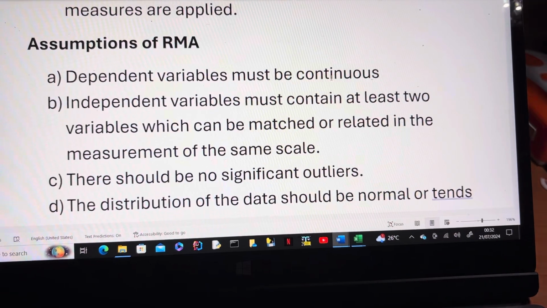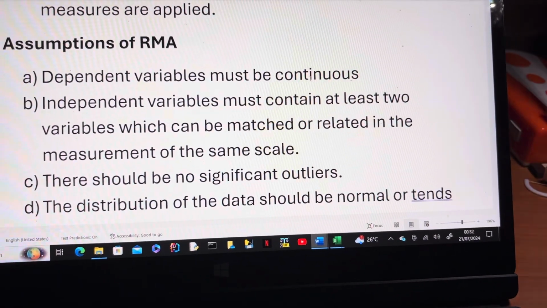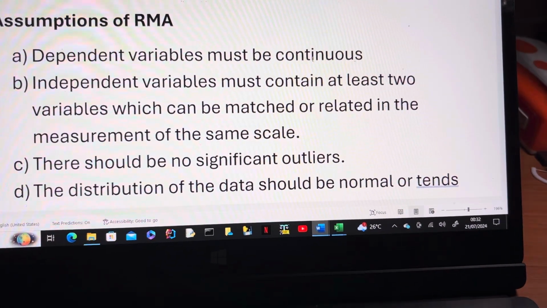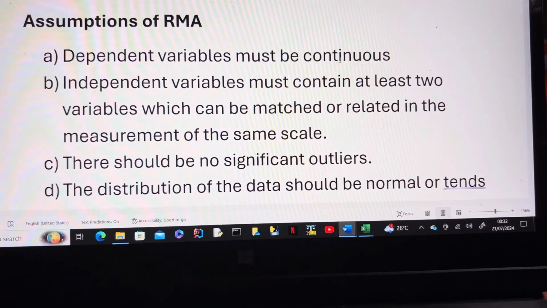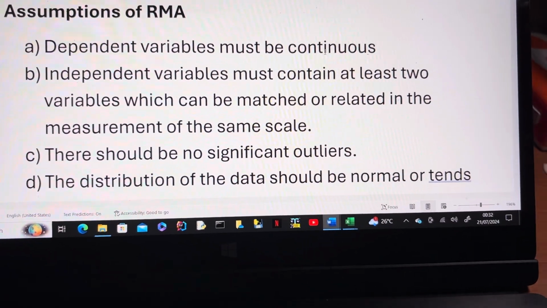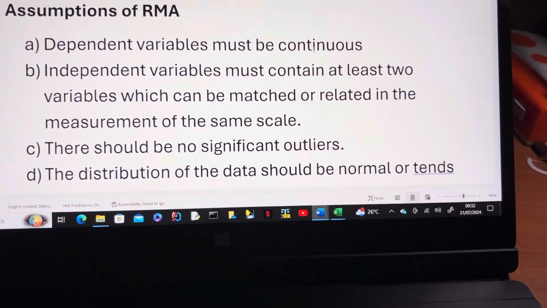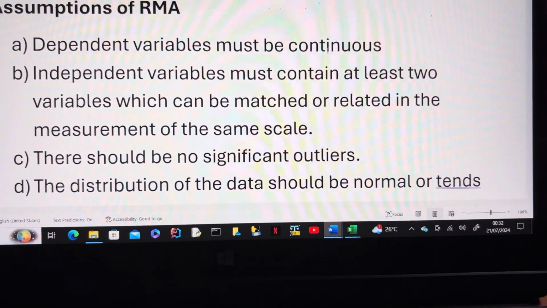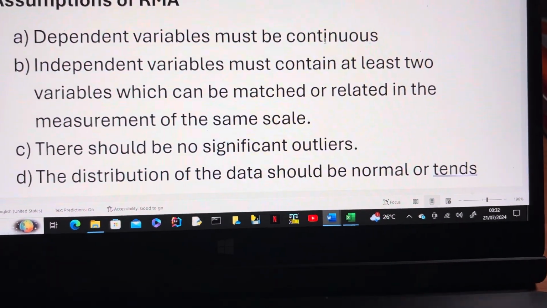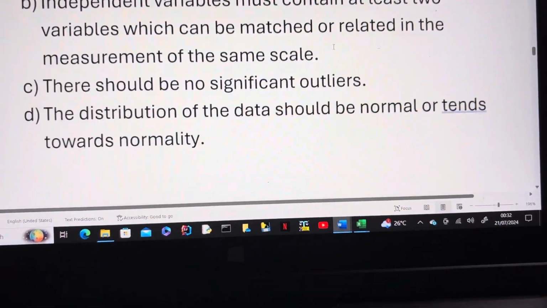Now, the third one is that there should be no significant outliers. Yes, one should not be too far away and the other one too low. The fourth one is the distribution of the data should be normal or tends towards normality.